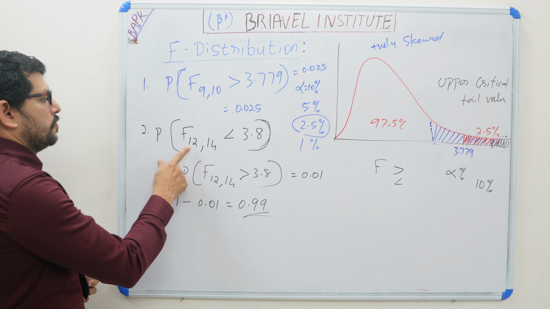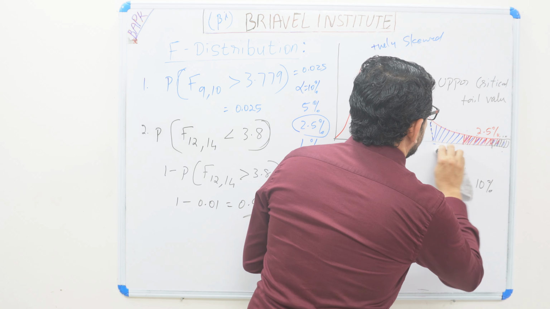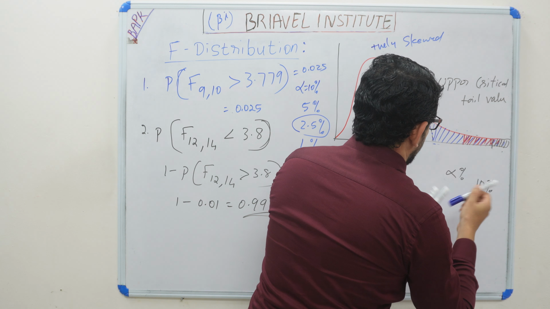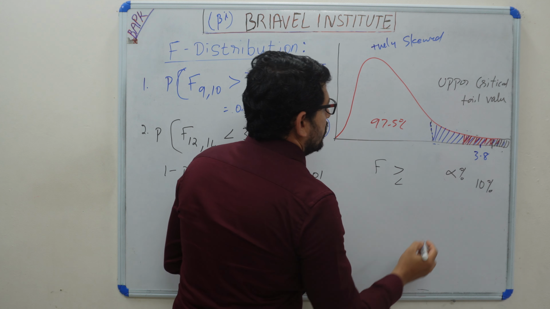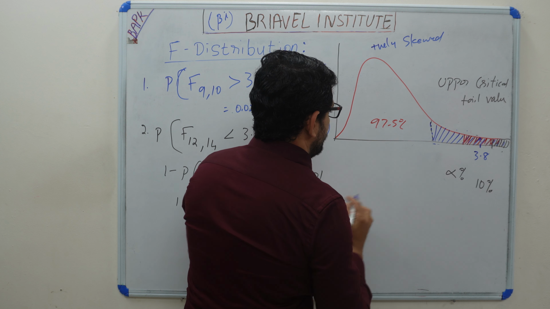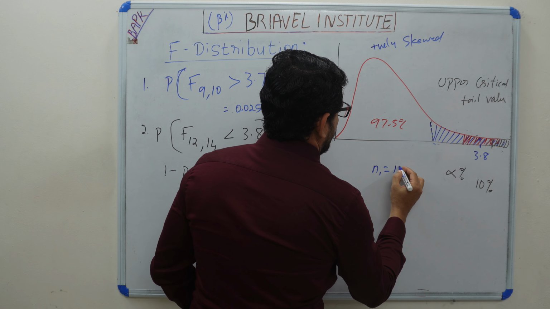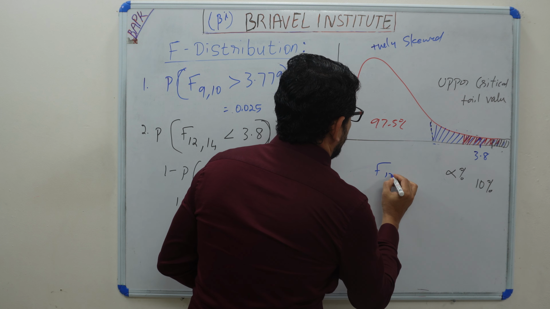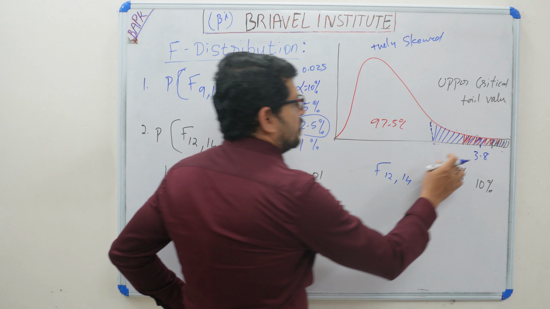So the probability of F with 12 and 14 degrees of freedom being less than 3.8. So I am just taking the probability of 3.8 here. In this case, n1 is changed. n1 is equal to 12, so we can write F of 12 and 14. The degree of freedom is changed, so this value also will be changed.